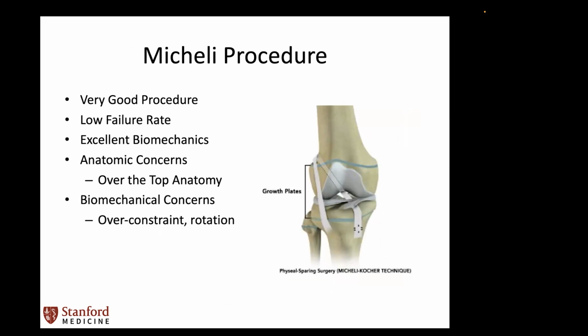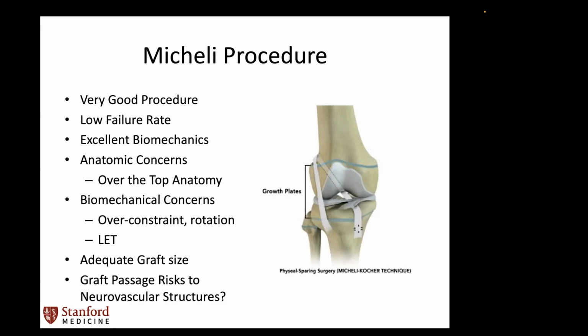And the biomechanical concerns: it's also been shown to have some over-constraint because it's a very tight ALL reconstruction part of that, so it does artificially over-constrain and limit rotation, but it acts like an LAT, which is a fashionable procedure right now for ACL reconstructions. Getting the right graft size sometimes can be challenging because the IT band can be very small.